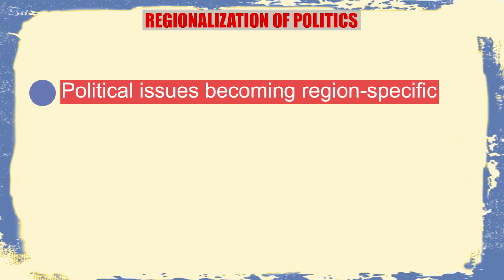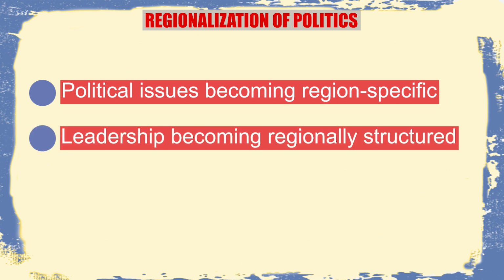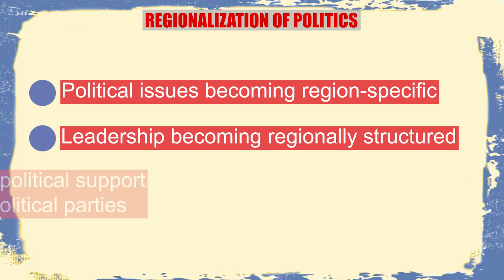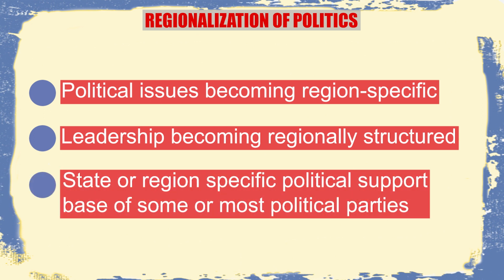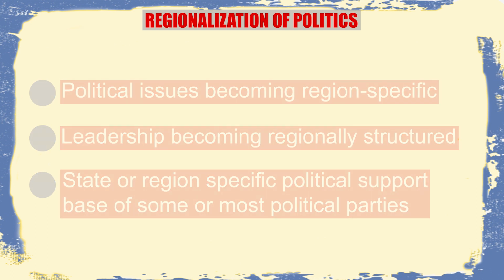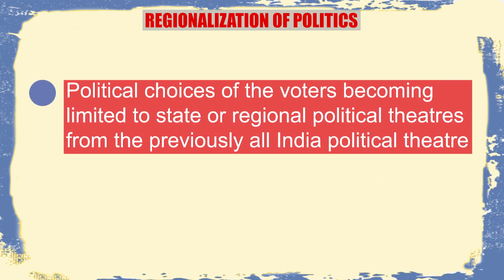What is the impact of regionalism and regionalization on Indian politics? Firstly, we find political issues becoming region specific. Secondly, leadership has become regionally structured. Thirdly, a state or region specific political support base is an important factor behind the growth of regional parties. Fourthly, the political choice of the voters has become limited to state or regional political theatres from the previously all-India political theatres. So, people now vote and exercise their choice more in terms of regional issues than national issues.